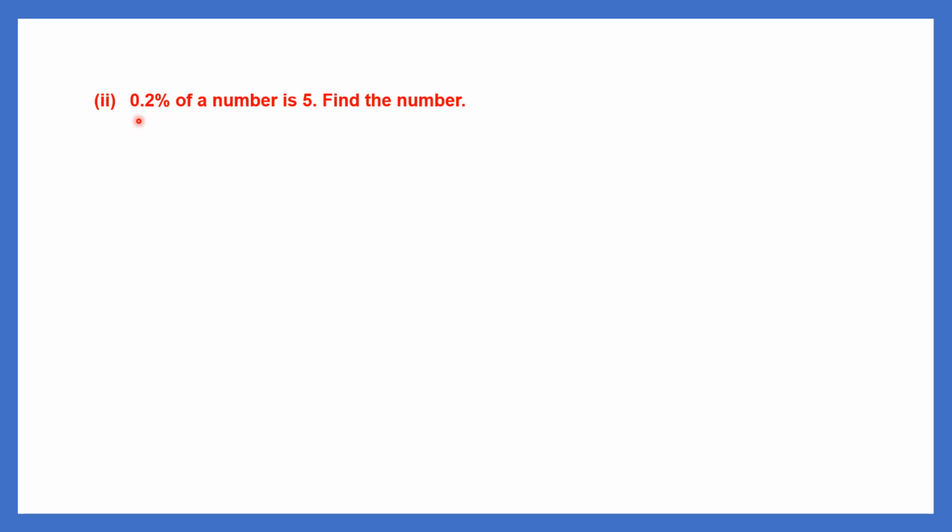Question 2. 0.2% of a number is 5. Find the number. So of a number means we don't know the number. So we're going to consider that number to be x. So now what does this mean? 0.2% of a number, the number we said let it be x, is equal to 5.